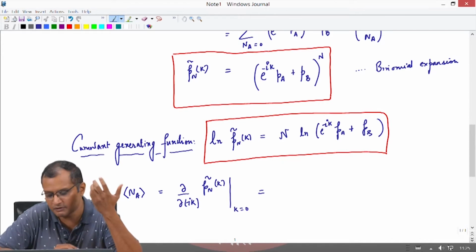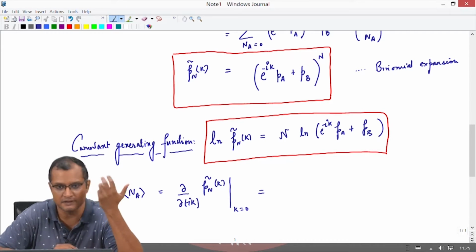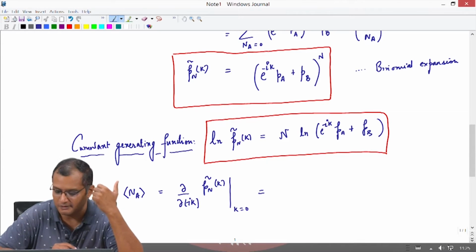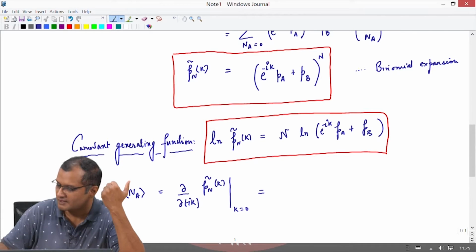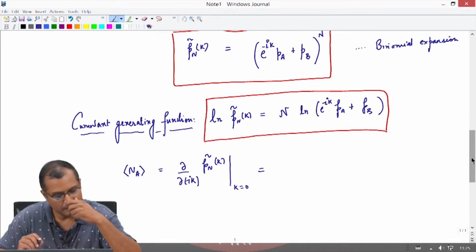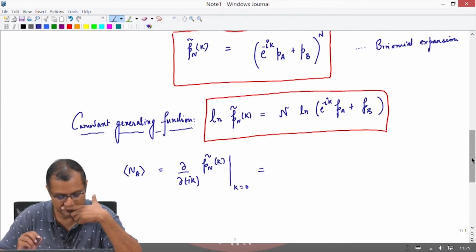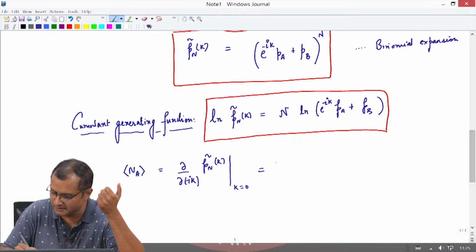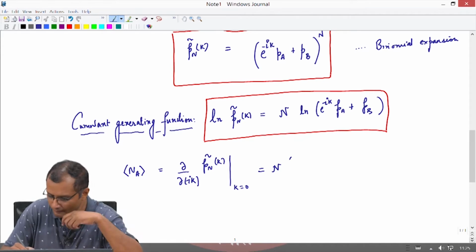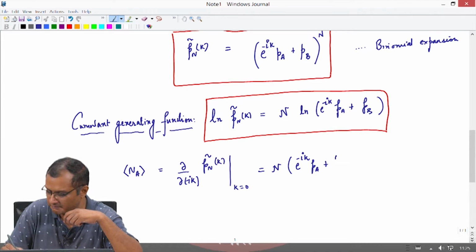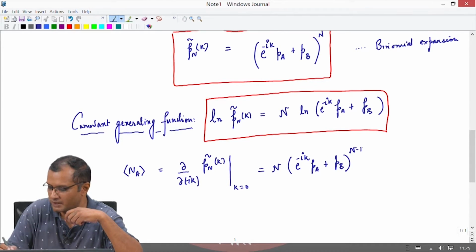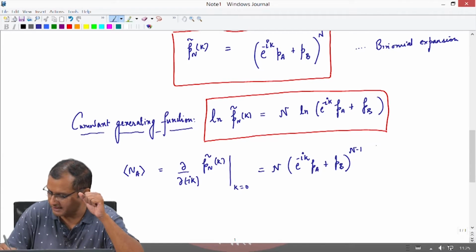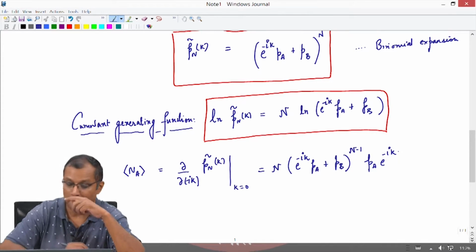I am just saying that you can convince yourself that this machinery is working. Okay. You know, for a coin toss this is very simple, but let us just apply this machinery to a very simple problem for a proof of principle. We can take the machinery for more complex problems later. Okay. So, you can just take the derivative and it will become n times e to the power minus ik p of a plus p of b to the power n minus 1, and there is an e raised to minus ik inside, which will give me p a times e raised to minus ik.